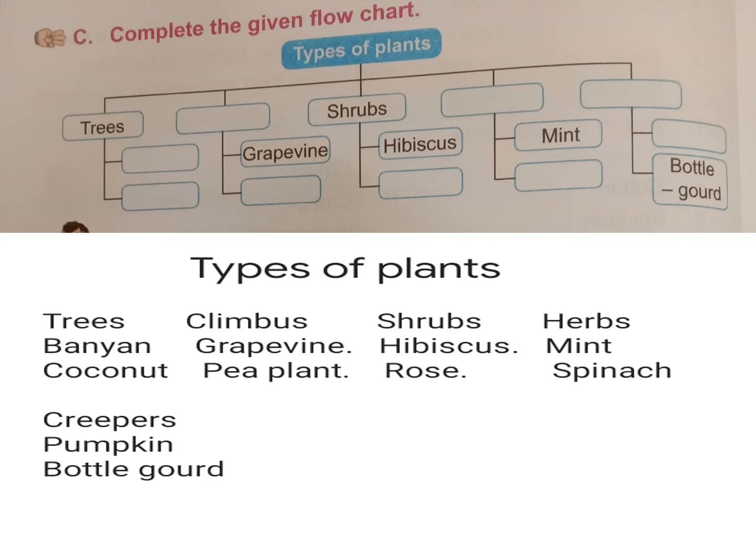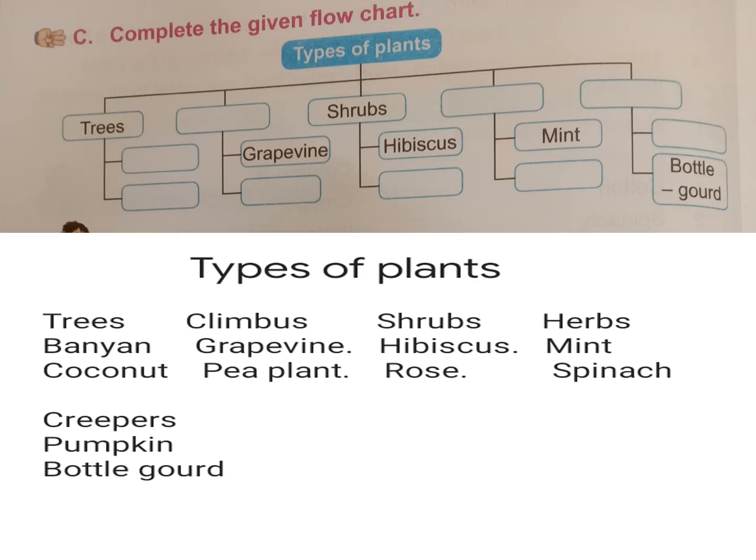In the flow chart we have third one, shrubs. What is that? Shrubs. They give us one example, hibiscus. We want to write another one. Yes or no? What did you write? What is your answer? Look at the screen, all of you, and check your answer. I have given rose. Fourth one, you have a blank box.